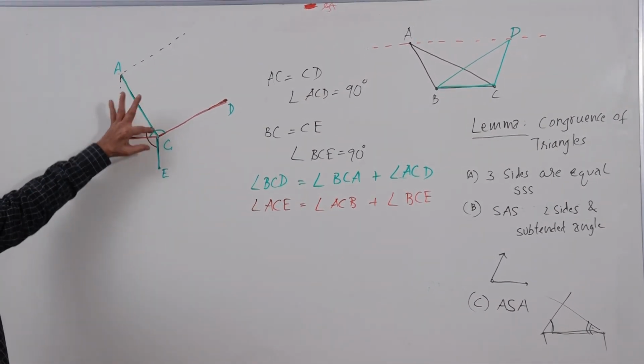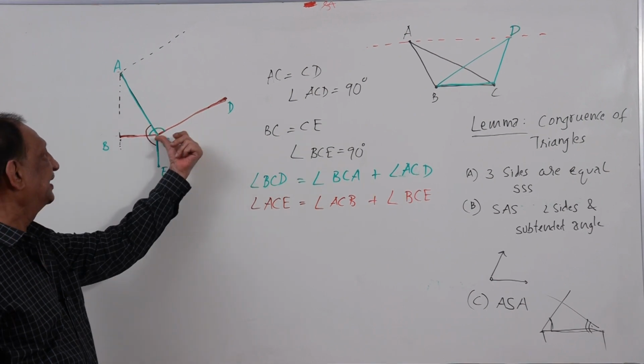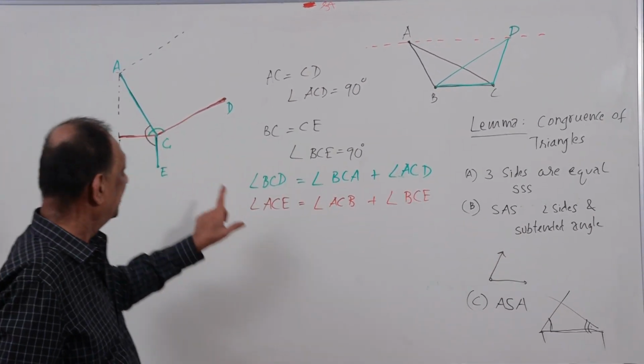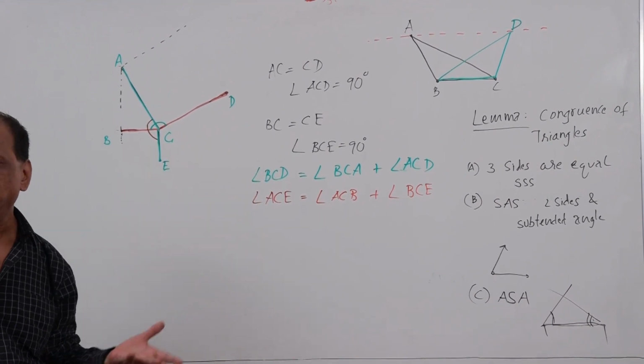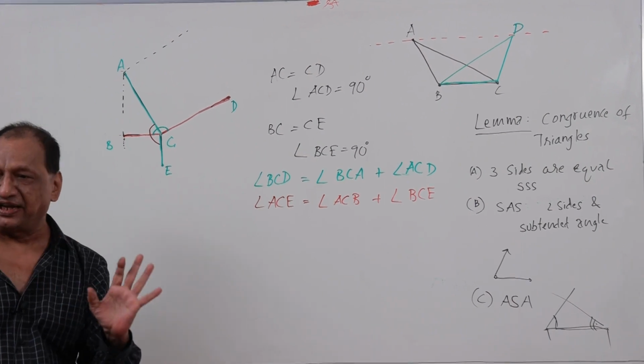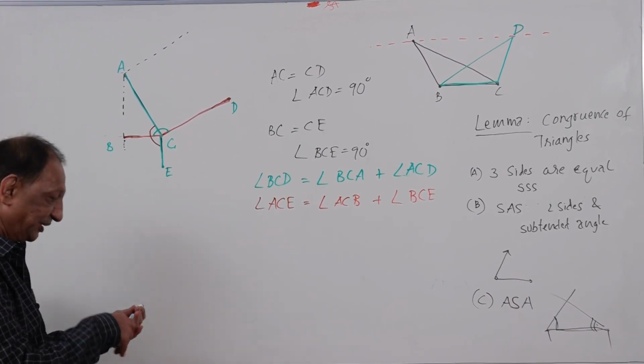AC and CE are two sides. In the other triangle, I have CD and BC as two sides, and the subtending angle, SAS, in between. The two angles are the same, right? So which means they are identical triangles. They must have the same area, right? So now we do the construction.